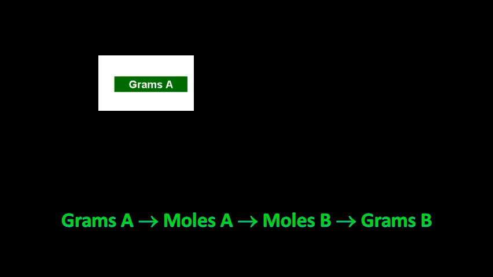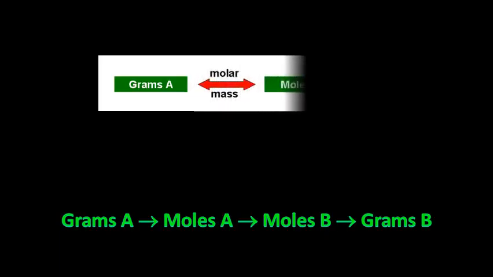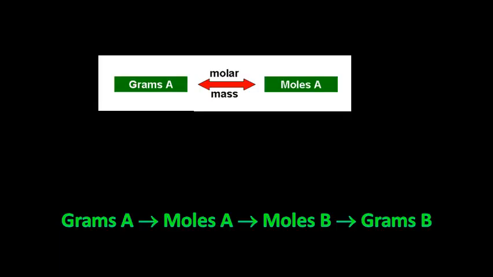So you're going to start off with grams of A, and using the molar mass, you're going to go from grams to moles of A. Now, if you recall, the molar mass has the units of grams per mole. So I'm going to go ahead and add that in there. Grams to moles. That'll allow us to convert.